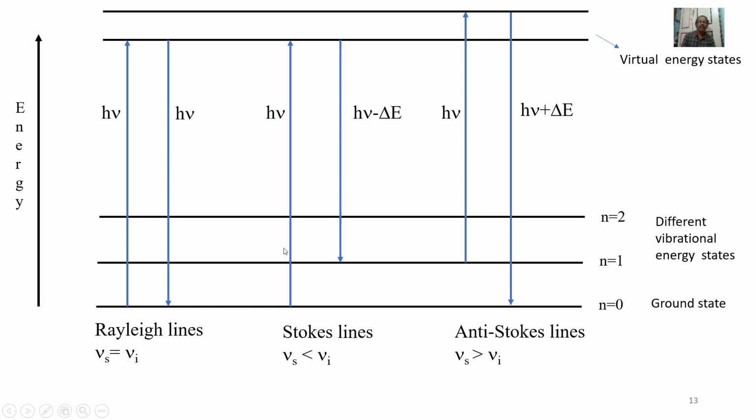And here nu s is less than nu i, and it starts from the ground state and comes to one of the vibration energy states here. So we call this a Stokes line, and this is the anti-Stokes line, which starts from one of the vibration energy states and again comes to the ground state. And here it is lambda plus del lambda, and here it is lambda minus del lambda.